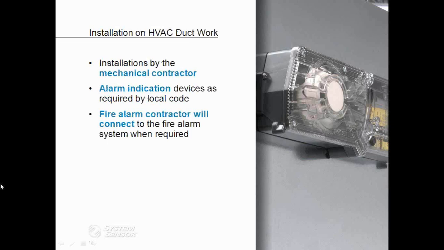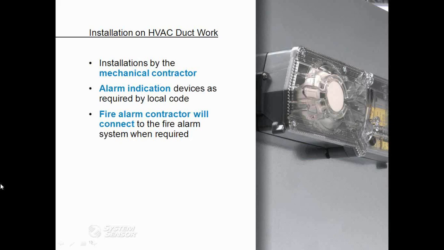First, the most common place for duct smoke detectors to be installed is on the actual ductwork. These installations are performed primarily by the mechanical contractor. Depending on what code is being enforced, an alarm indication device may also be required. Oftentimes, duct smoke detectors are installed in applications where they can't be seen from the occupied space. So sometimes they're installed in rooftop units. Sometimes they're just so far above the ceiling that you can't see them. So an audible and or visible signal may be required for detector status indication or for detector testing.